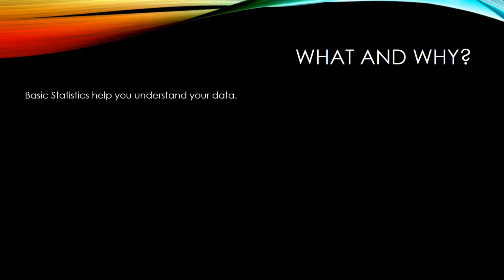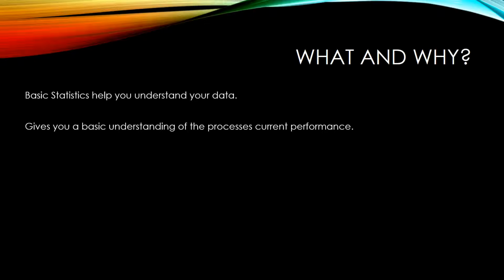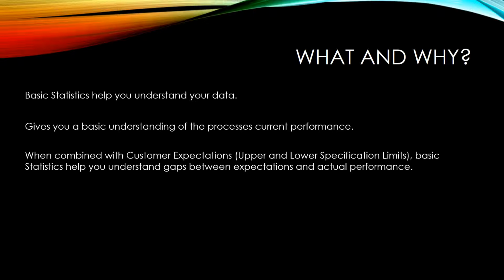Basic statistics really help you get an understanding of your data, and hopefully this is a nice refresher and reminder on some of these really simple first level basic things: mean, median, and mode. Those things give you a basic understanding of the process's current performance, and when you combine that with your customer's expectations, the upper and lower specification limits, these basic stats can help you get an understanding of the gaps between expectations and actual performance, and it can quickly give you a sense of how much variance there is in the process. We'll talk a little bit about how important variance is and get into it a lot more in part 2.